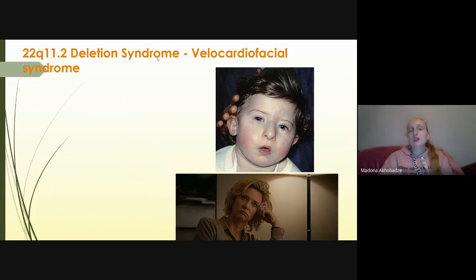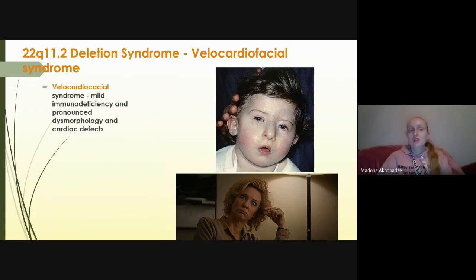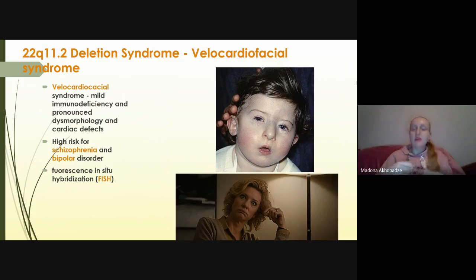At the same point, deletion can give us the velocardiofacial syndrome. This is a mild immunodeficiency with pronounced dysmorphology and cardiac defects, and they have a high risk for schizophrenia and bipolar disorder. The diagnosis of all of these genetic diseases can be made using fluorescence in situ hybridization, which we discussed in the last lecture.